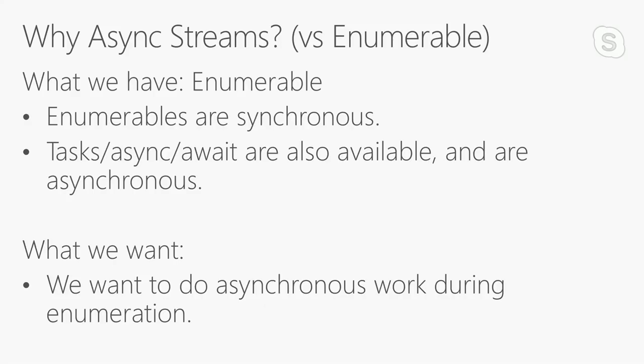One perspective is we have an enumerable, a synchronous series of values. So we can get multiple values. You can get one and then get another one and then get another one. Enumerables work great with the language. They're consumed by foreach. They can be produced with a yield return. But there's these other things that are also part of the language: tasks, async and await. We want to use asynchronous code within our enumerables. We want to do asynchronous work during our enumeration. This is not something that's easy to do in the enumerable world, but asynchronous streams enable this.